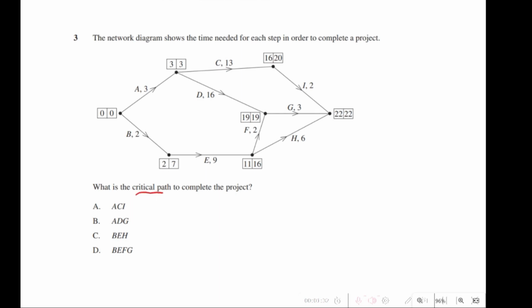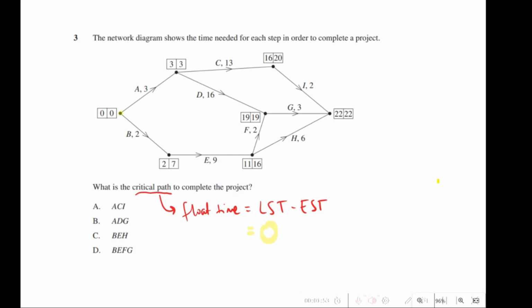The network diagram shows the time needed for each step in order to complete a project. What is the critical path? So the critical path is the path that has no float time. Remember, the float time is the latest start time minus the earliest start time. So let's have a look at this path and highlight the path where the float time equals 0.